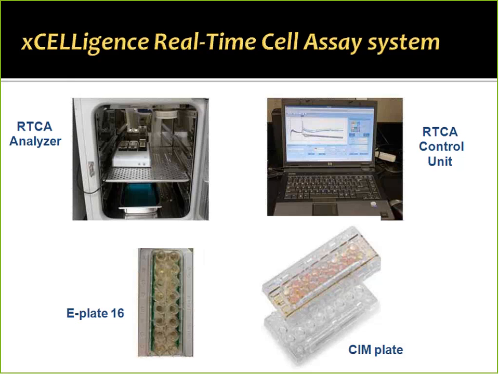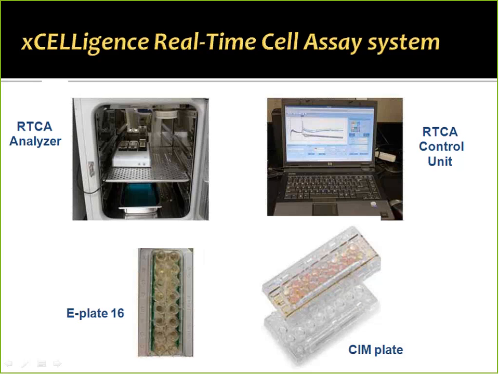So the xCELLigence system is, of course, cell-based. The assays are performed in real time, and one of our favorite things is that it is label-free. So we are not introducing any additional chemical compounds to our cell cultures that might impact our results. It consists of the RTCA analyzer. In our case, we use a dual DP analyzer, which fits both an E-plate and a CIM-plate, cell invasion and migration plate. So we like to do both proliferation and migration assays to study wound healing.